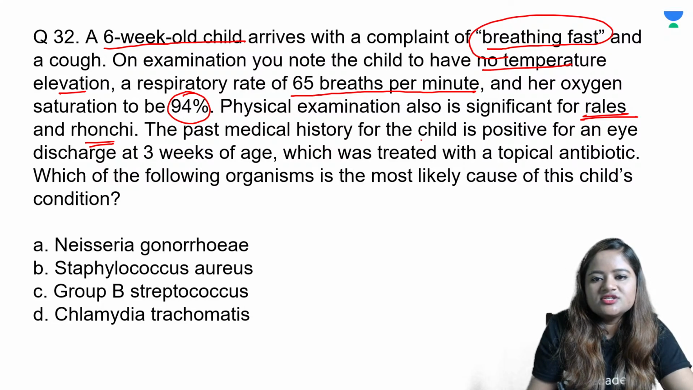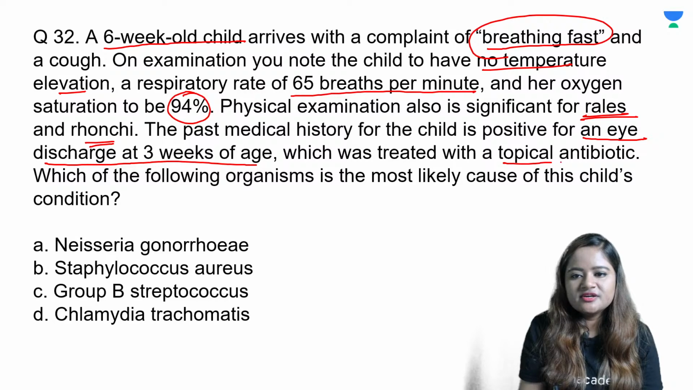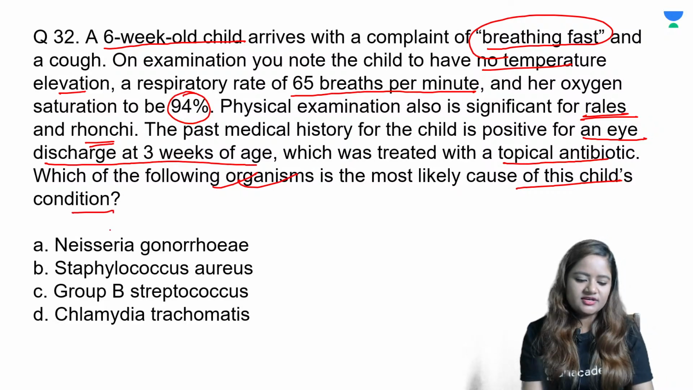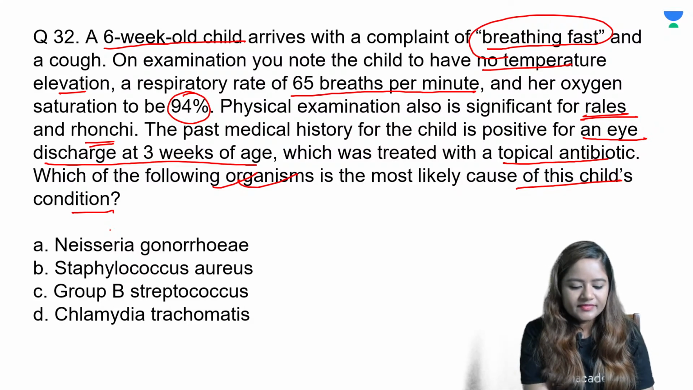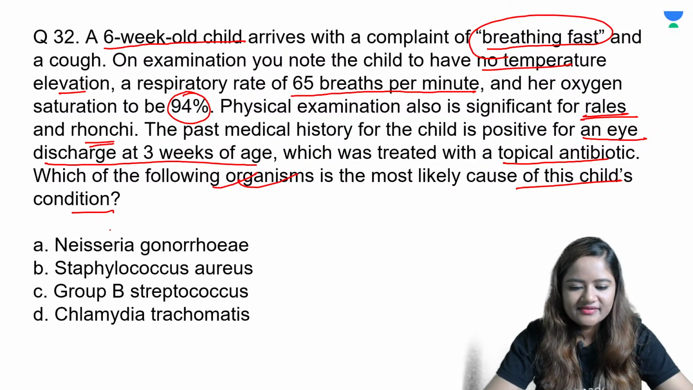The past medical history of the child is positive for presence of eye discharge at 3 weeks of age, for which she was treated with topical antibiotics. So which of the following organisms are we talking about in this clinical condition of the child? Eye discharge along with pneumonia, classical combination for only one organism. What could be the answer to question number 32? Please type in your responses, those who are listening to the class.